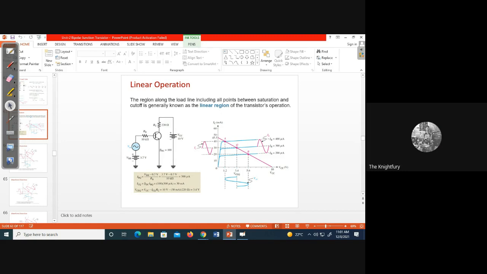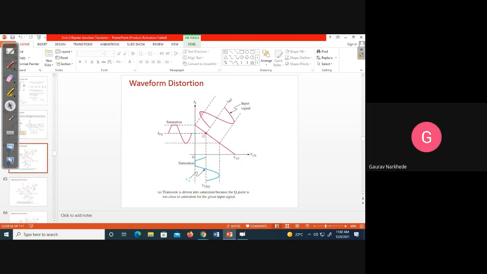So we should have a linear operation. Where do we get the linear operation? We get the linear operation of the transistor in the active region, right? So we should operate the transistor in the active region. Where is the active region? When the Q point is in the center of the DC load line. Okay, good.